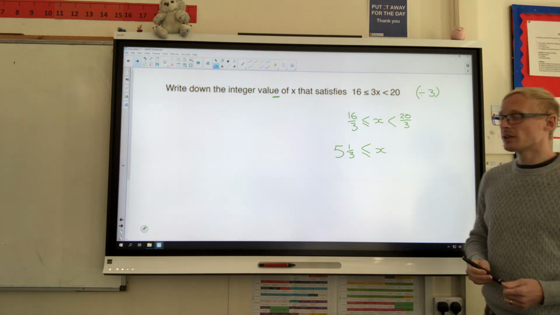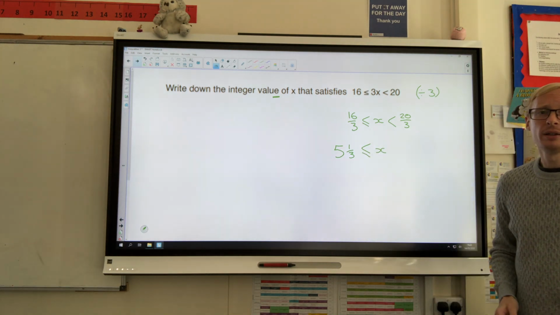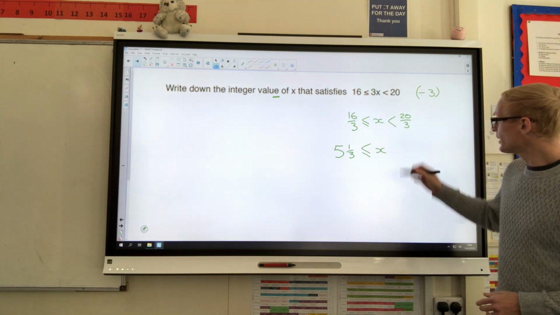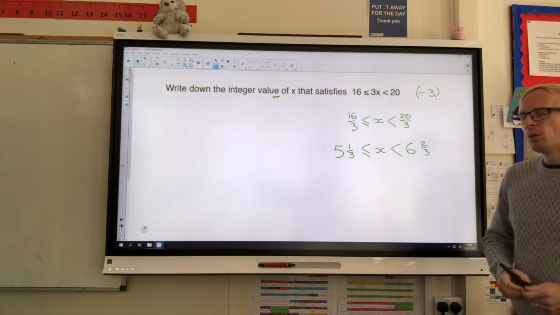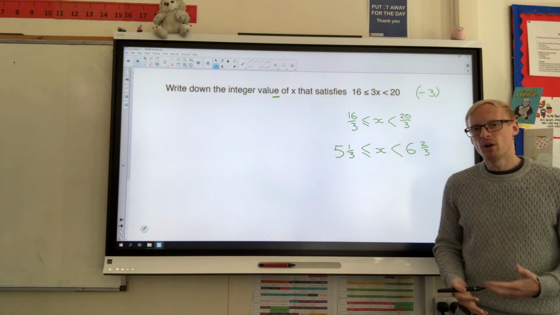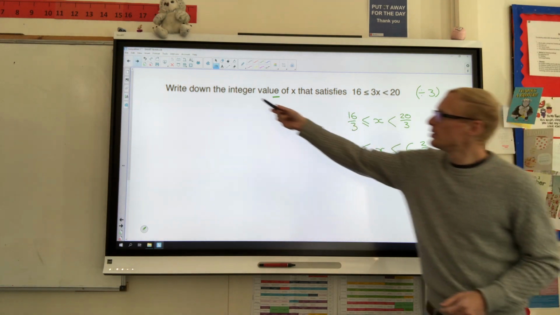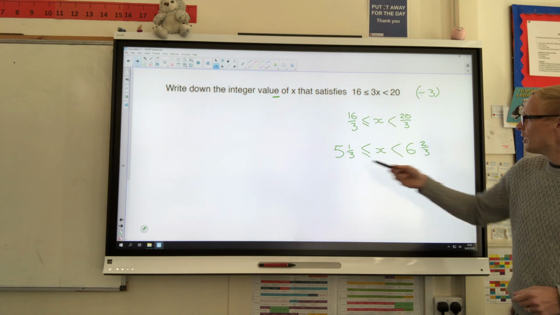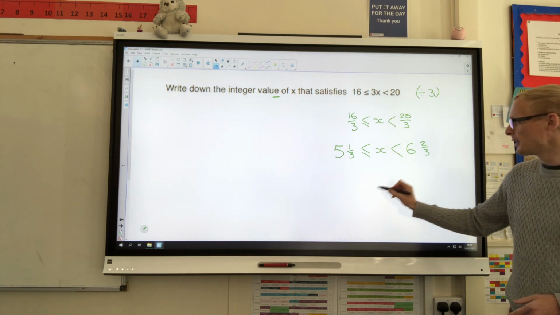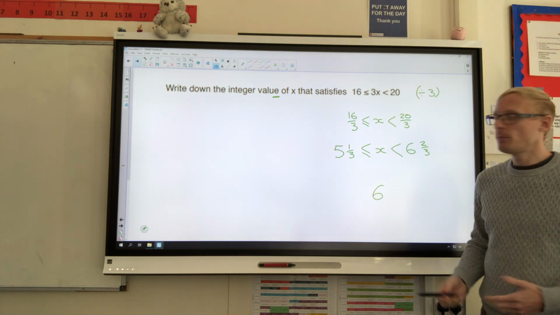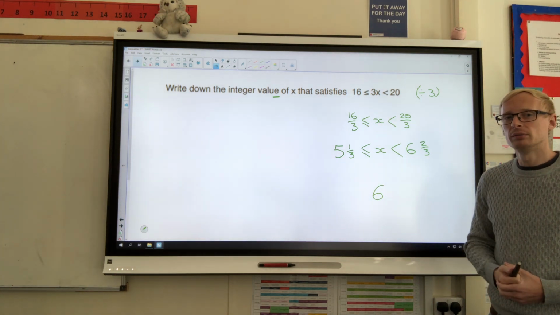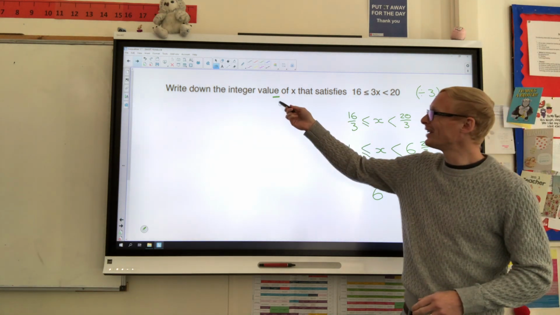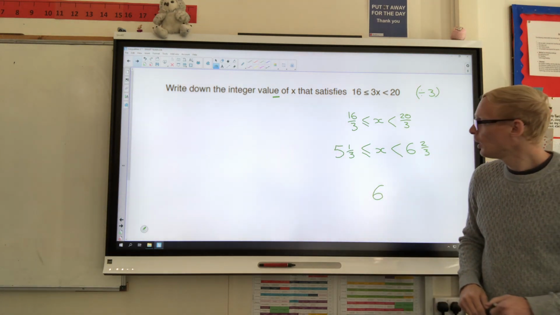And how many 3's go into 20? 3, 6, 9, 12, 15, 18, so 6, remainder 2. Well, suddenly that becomes a bit clearer because I'm looking for the whole number, the integer, that's between 5 1/3 and 6 2/3, and the only one is 6. Okay, that's the only whole number that's between those two fractions. So 6 is your answer there. Okay, and that's it because we're just looking for a value. Okay, one value.